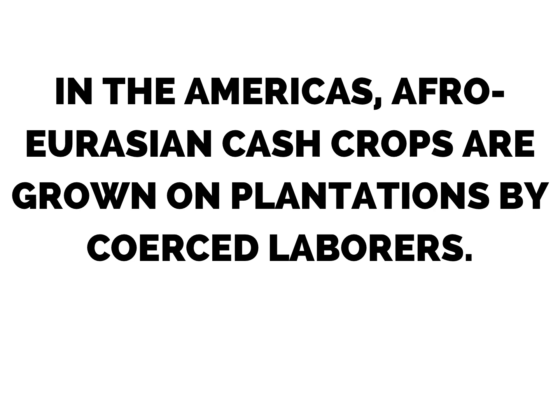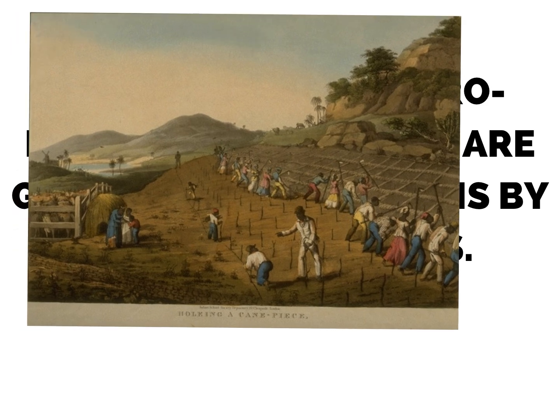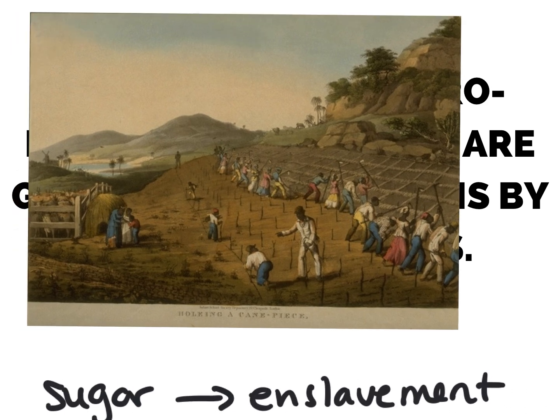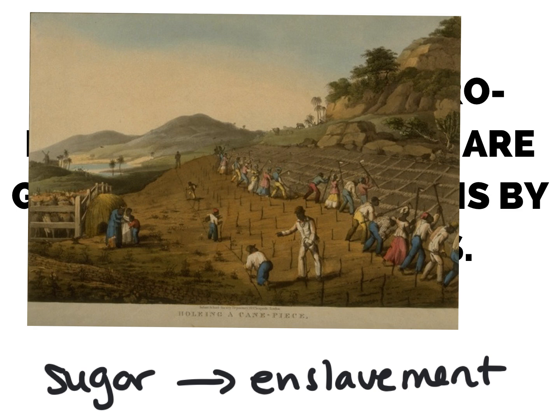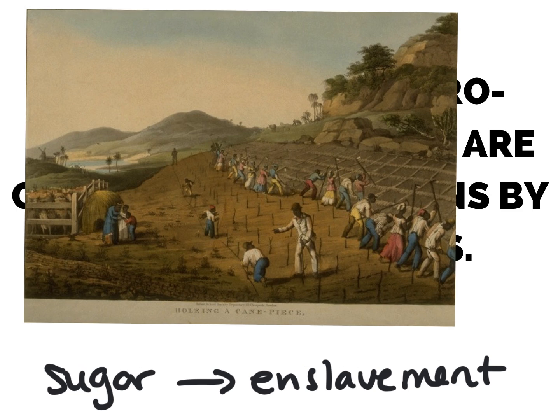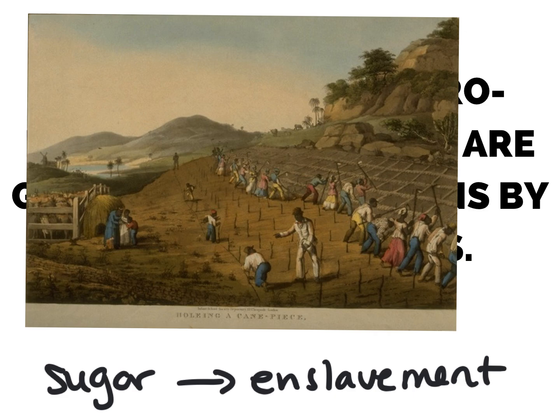All right, so next up, like I was saying, in the Americas, Afro-Eurasian cash crops are brought over and they are grown on plantations. We're going to talk more about plantations later. They're worked by coerced laborers, for the most part, either indentured servants or enslaved people. So the biggest one, the one we really need to know about, is sugar, because sugar equals enslavement. Anywhere that there are sugar plantations in this period of time, there are going to be enslaved people working on them, because sugar is a luxury good and it is absolutely horrible to grow. You do not want to participate in growing it, so you have to be enslaved in order to do that.